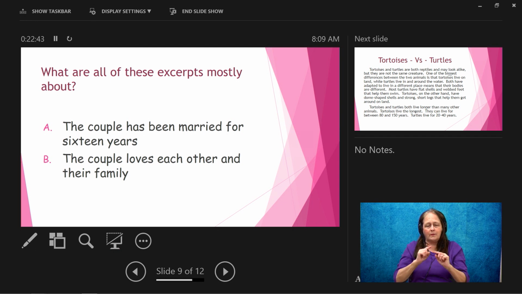They have been married for 16 years. They're still together every day. The couple loves each other and their family. Well, if I focus on A, it's a good answer, but it doesn't quite tell me enough. Were all 3 paragraphs about them being married for 16 years? You're right, I don't think so. So I don't think that's the answer? You are correct. I think B is our answer. The couple loves each other and their family. You did an awesome job.